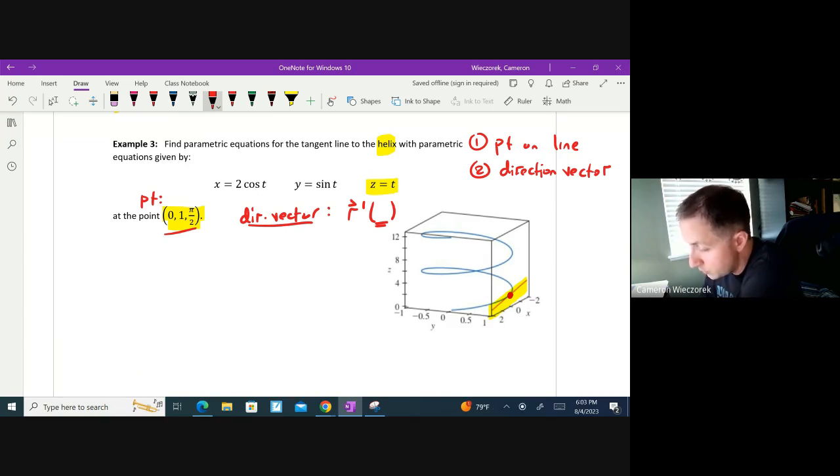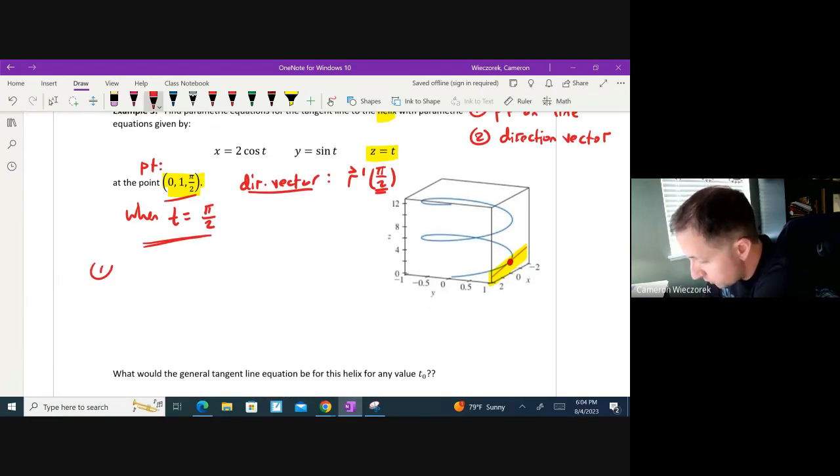Using a little bit of trig and knowing some of my famous angles from the unit circle, I know that for x to equal 0, t would have to be pi over 2. And for the y component, sine of pi over 2 is 1. And for the z component, there's my pi over 2. So I am looking at the point when t equals pi over 2. Oftentimes they won't tell you the value of t. You have to find that. So then my direction vector, I'm going to need the tangent vector at the point pi over 2. So our direction vector is going to be r prime of pi over 2.